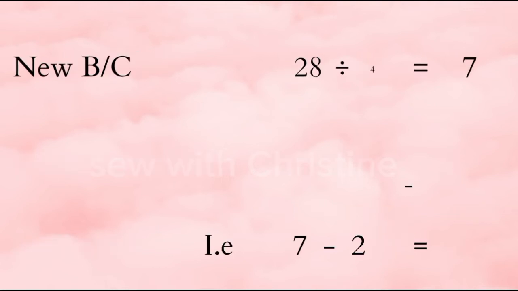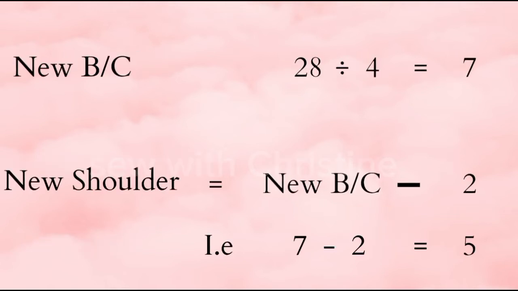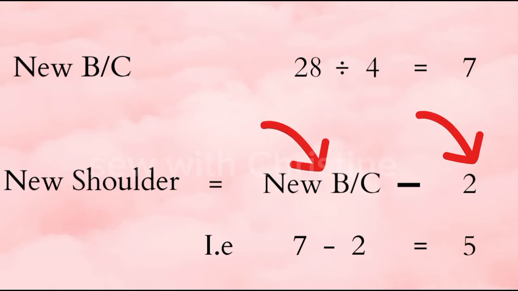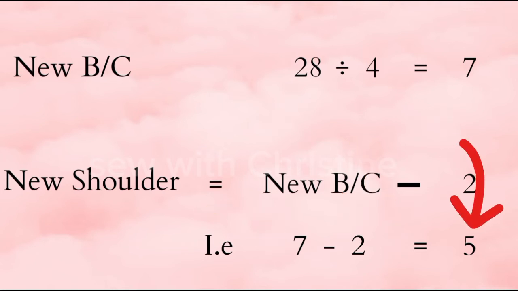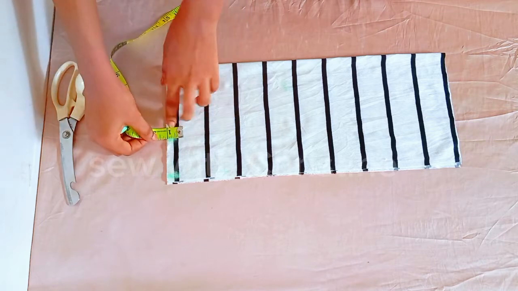So I'm just going to use the same method that I used for my original for the new one. That is, the new bust circumference is 28 inches. I'm going to divide that by 4, that is 7. And since I have 2 inches difference for my original measurement, I'm going to minus that 2 inches from my new bust measurement, which is 7. So that is 7 minus 2, that gives 5. So I've marked the 5 inches on my fabric.